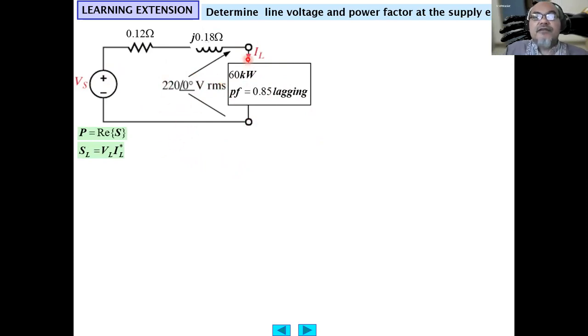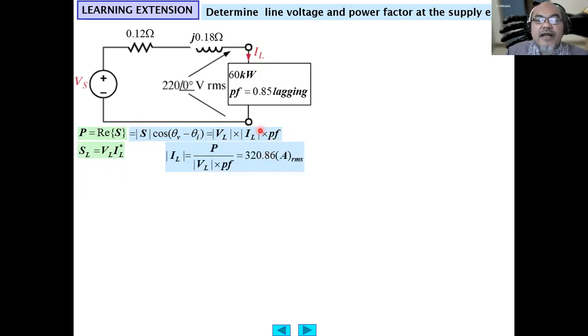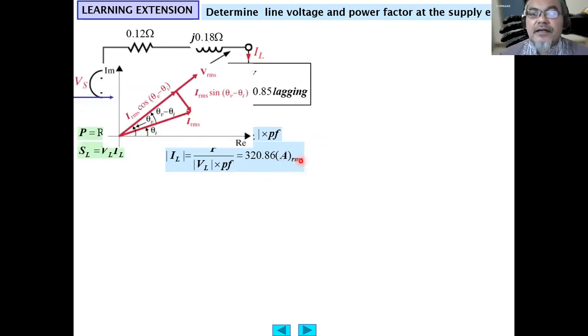Okay, so the power, 60 kilowatt, will be equal to the real part of the complex power at the load. So SL equals VL times the IL conjugate. So the magnitude of S cosine theta V minus theta I equals VL times IL times the power factor. So the magnitude of IL will be equal to the power divided by the magnitude of VL times the power factor. So this equals 60 kilowatt divided by 220 volt divided by the power factor 0.85. We will obtain 320.86 ampere RMS.